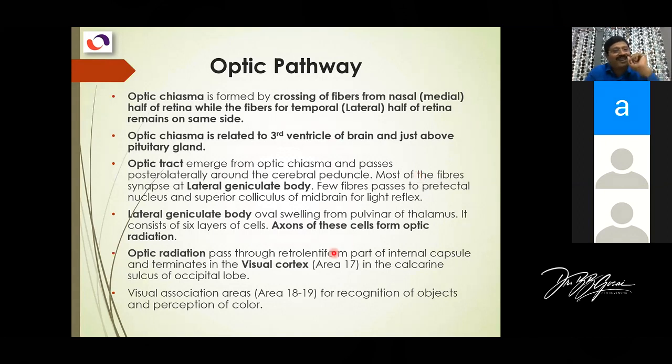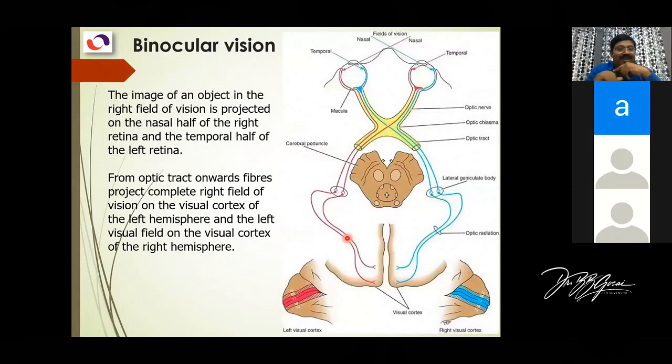Let's go to the picture and understand how the light travels and how impulses go into this particular pathway, because this is the most interesting part of this pathway. So here you can see that this part is our field of vision. This is the field of vision, and the light falls on the retina.